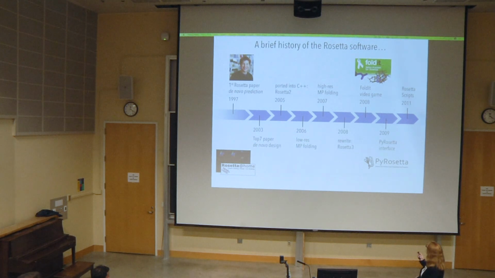In 2008, a video game came out that is based on Rosetta, basically running Rosetta underneath. It's called Foldit. I'm not sure whether you've heard of it. It's actually a lot of fun to play. You can do some real science with it, so I also use it as a teaching tool. In 2009, in Jeff Gray's lab, where I did my first postdoc, PyRosetta came out. It's basically a Python wrapper around the Rosetta code base.